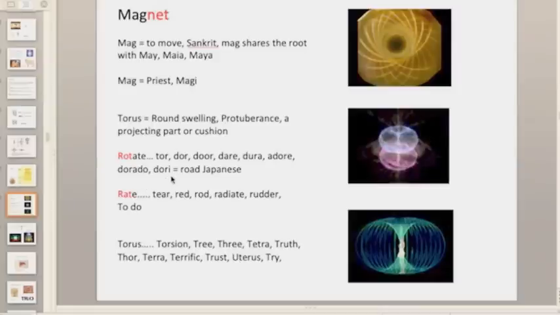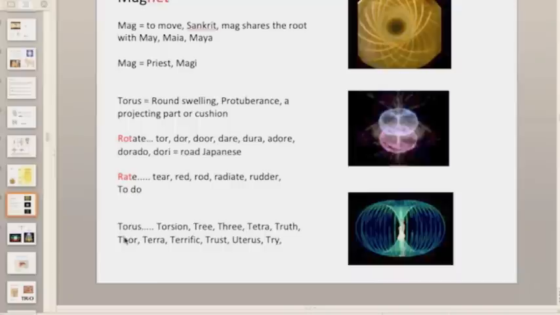Dori in Japanese, road. These are the roads. This is the sine wave, the road that the sun must travel. Rate. Also, rate of rotation. Same word. A tear. To tear. Red. A rod. This is a rod. It's a pillar. It radiates. It's a rudder. Yeah? All of these words come from Taurus as well here. Terrific. To try. This is a trying device. This is how you try to live.